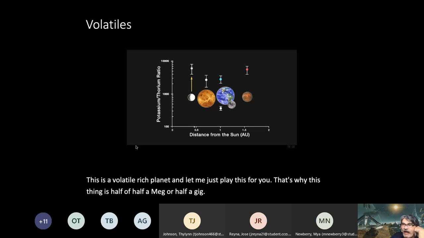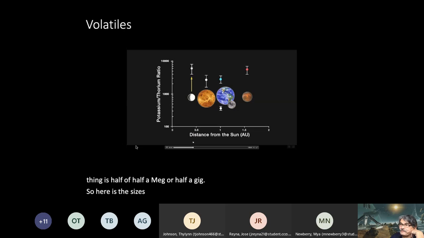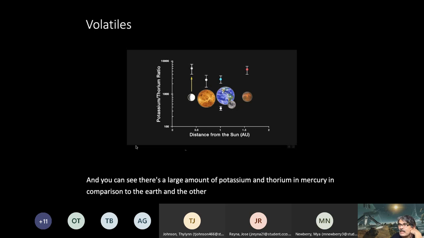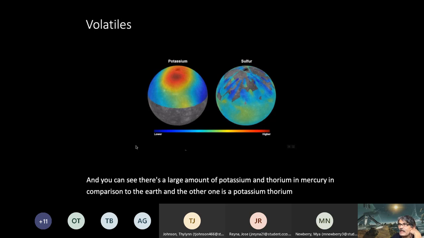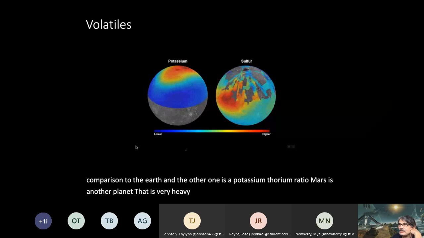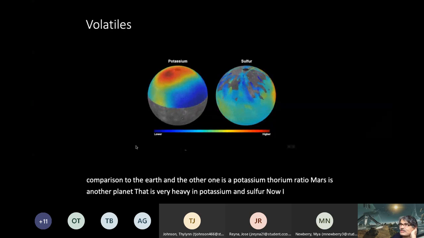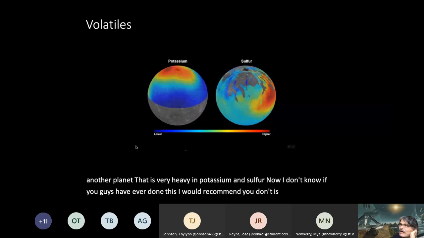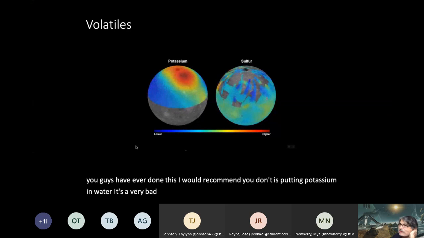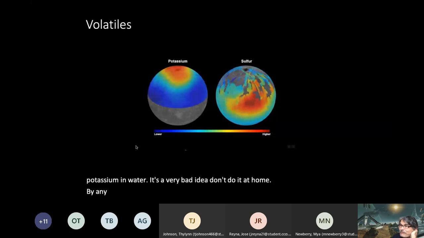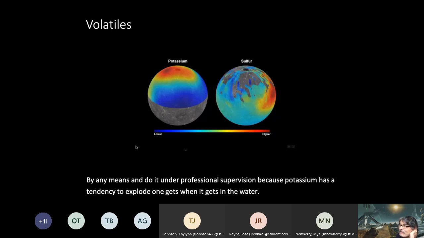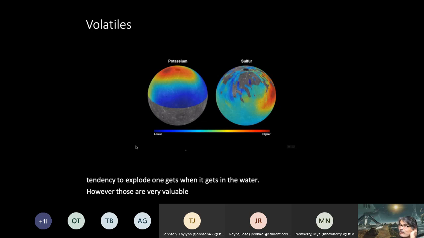So here are the sizes of the planets, and you can see there's a large amount of potassium and thorium in Mercury in comparison to the Earth, and the other one is a potassium-thorium ratio. Mars is another planet that is very heavy in potassium and sulfur. Now, I don't know if you guys have ever done this, and I would recommend you don't: putting potassium in water. It's a very bad idea. Don't do it at home by any means, and do it only under professional supervision, because potassium has a tendency to explode when it gets into water. However, those are very valuable minerals that we could use.